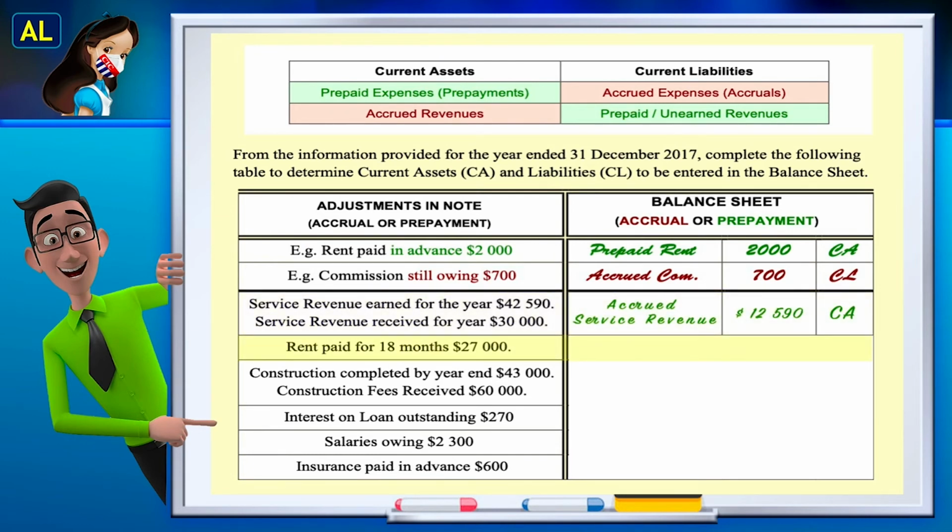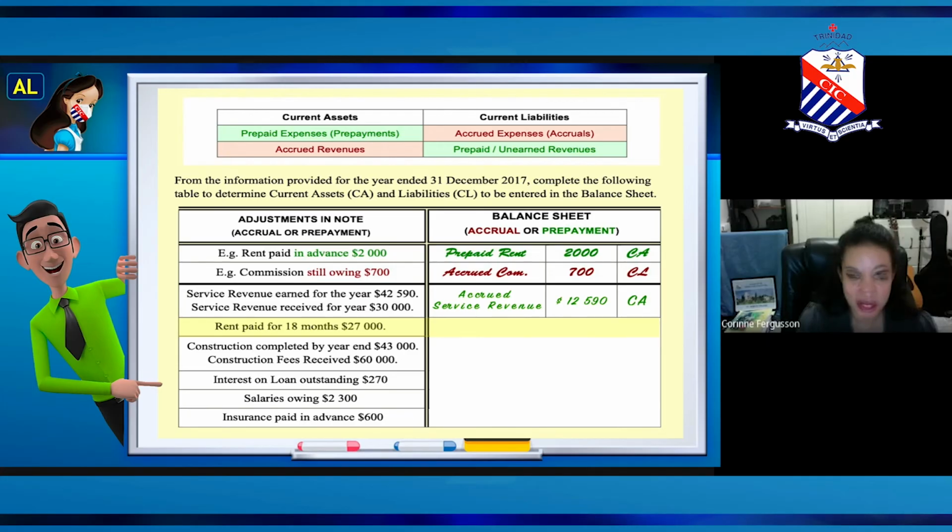So rent paid for 18 months, 27,000. For this one, you remember that your balance sheet is done for a year. Then you would have had to find out for 12 months. If it is that you're supposed to pay for 12 months, but you paid for 18, that means that you paid some in advance. So I hope you guys picked up on that one.